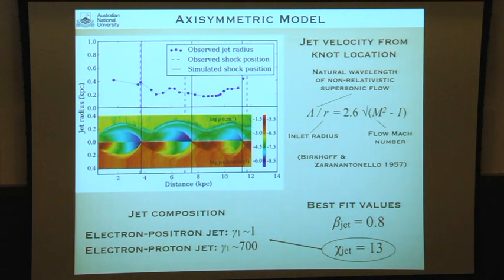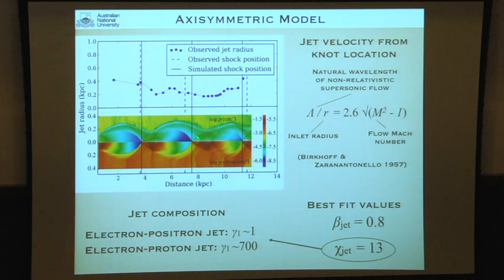performed a set of simulations to fit the jet radial oscillation and the shock location with the observed jet radial oscillation and shock location. So in the top, we have jet radius at different locations along the axis in blue dots, and the vertical blue dashed line at the observed shock.